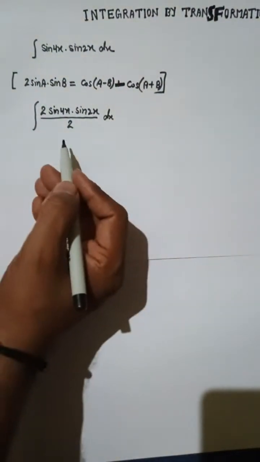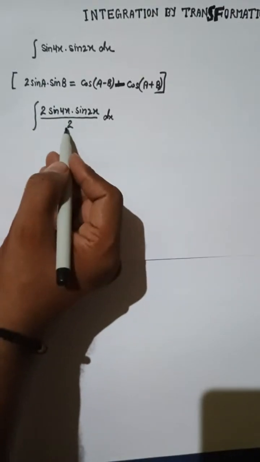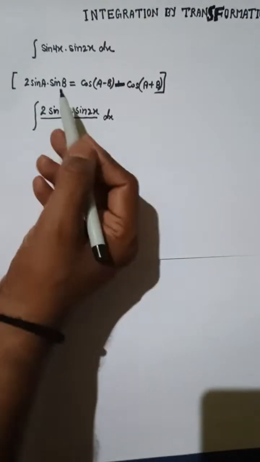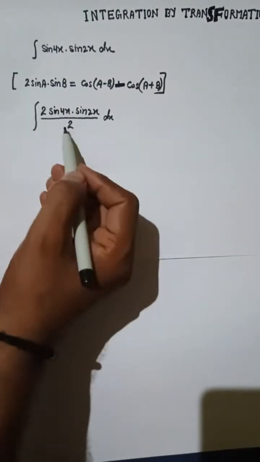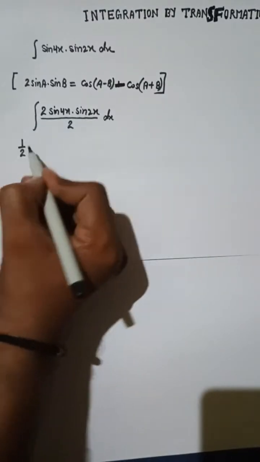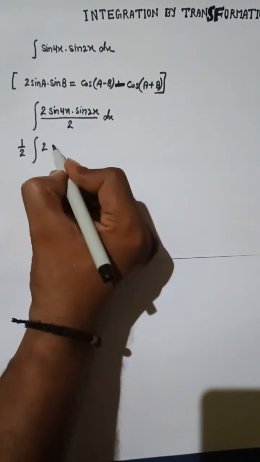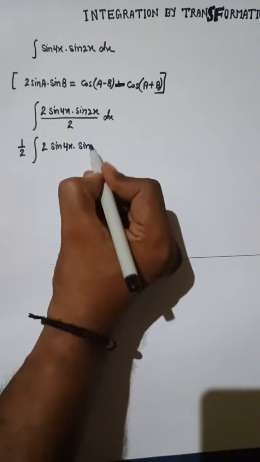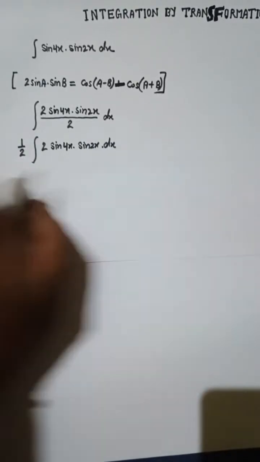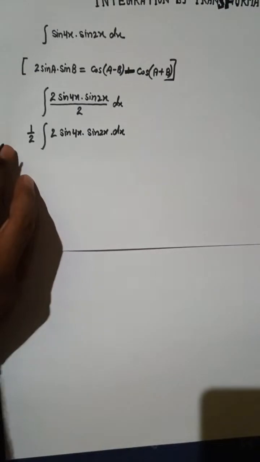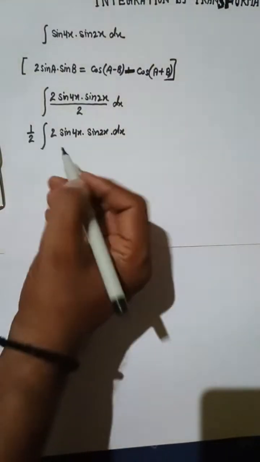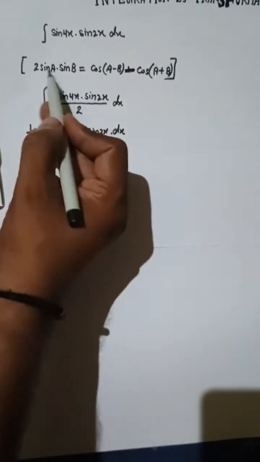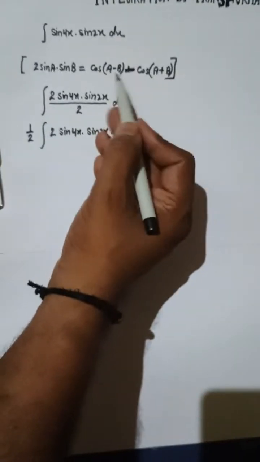I'm dividing by 2. Now I can put this 2 outside, because in our formula 2 sin a sin b is there. There is no 2 in the denominator, so I'm putting the 1 by 2 outside, and then 2 sine 4x into sine 2x into dx. Okay, now you can see here we have 2 sine 4x into sine 2x into dx. That is similar to this formula, so we can go through this formula here.